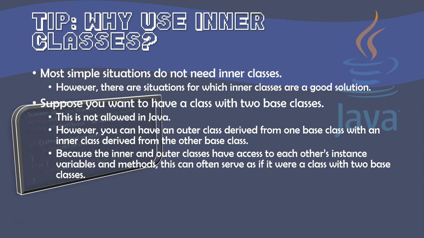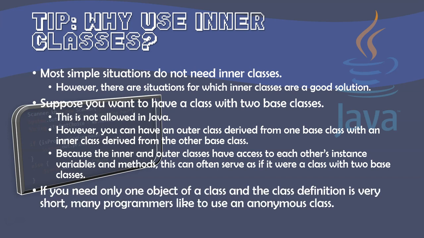However, if you have an outer class derived from one base class with an inner class derived from the other base class, because the inner and outer classes have access to each other's instance variables and methods, this can often serve as if it was a class with two base classes. If you only need one object of a class and the class definition is very short, many programmers like to use an anonymous class to help with their code.